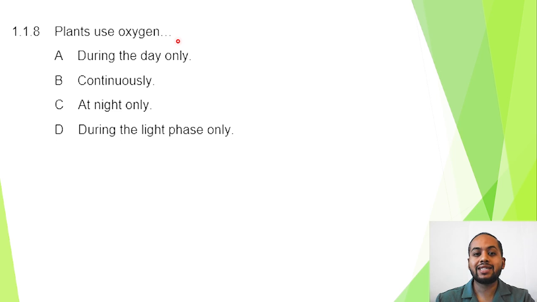Cellular respiration is a process that takes place continuously. Your body is undergoing cellular respiration during the day and at night. Therefore, the correct option is B. It cannot only be during the day. It cannot be at night only. It's not in the light phase only. These options could possibly have been considered if the focus was on photosynthesis, but we are looking at oxygen. Oxygen is used in the process of cellular respiration, and cellular respiration occurs during the day and at night. Therefore, the correct option is B, continuously.